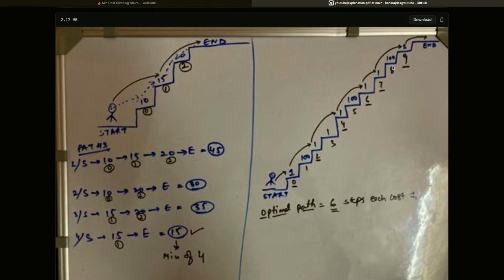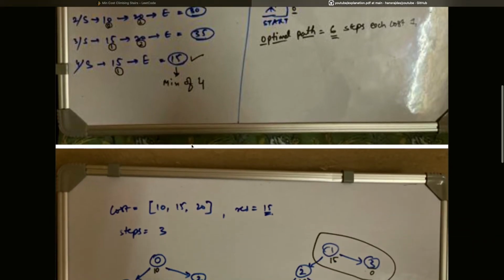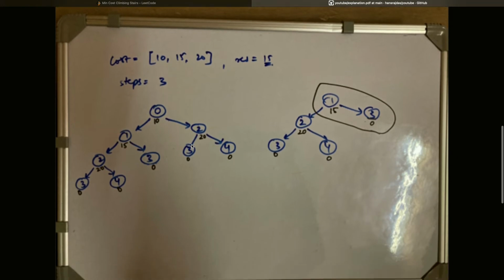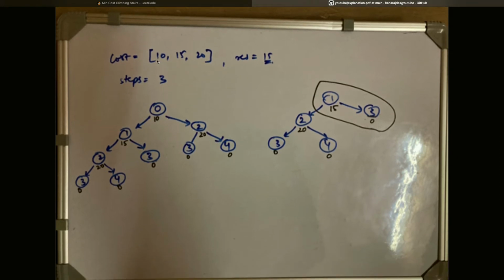To solve this problem, what we can do is extend this step model into a decision tree and then understand further. So we are given cost 10, 15, 20. The total number of costs given is 3, and the output for this was 15. So this is the tree that we can draw. From 0 we went to the first index, which cost 15. Similarly we can go to 2. Similarly from 2 we can go to 3 or 4, because we can take one step or two steps.